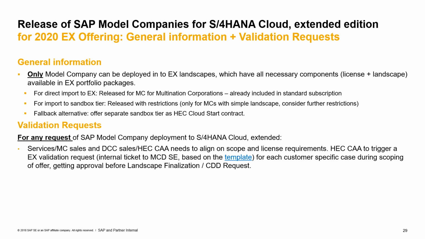The HEC Cloud Architect will then trigger an extended edition validation request, which is an internal ticket, for each customer case during scoping of the offer, and then you would get approval before any landscape finalization or approval process. So simply stated, just work with your sales team and they'll engage with the services and model company sales team to work with you to see what is possible and what might not be possible at this point in time.